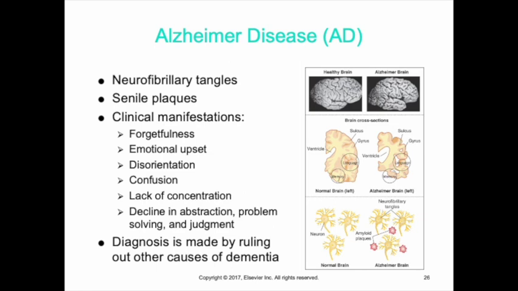Now, you can see in the brain cross-section how this relates to a normal brain versus an Alzheimer's brain. You can see the sulci and the gyrus, the differences. And if you look at an actual brain image, you can see the differences here as well, where the ventricles are enlarged to fill the space. You're seeing the amyloid plaques, which will be found in the brain of an Alzheimer's patient.